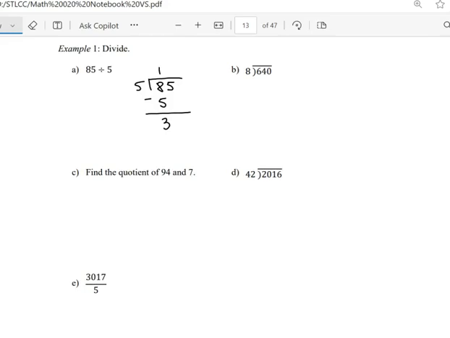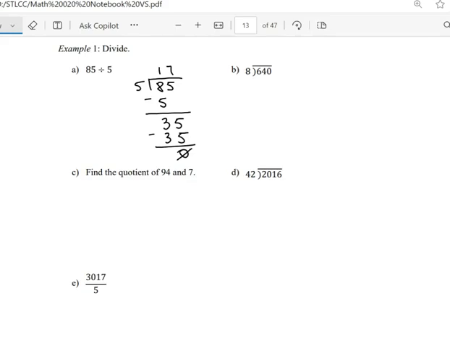So I can bring the next digit down, and now look at the 35. And then 5 goes into 35 exactly 7 times. So I can write the second part of that answer. All right, and then subtract 35 just to verify that we are done, because there are no more remainders.